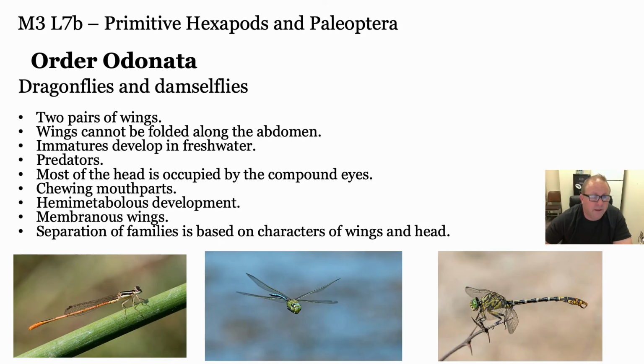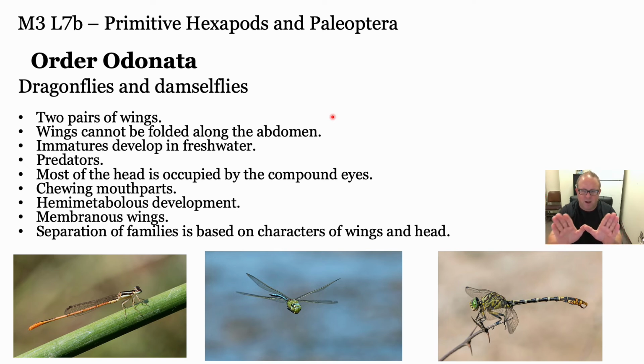All right, and then our last order for today are the Odonata, the dragonflies and damselflies. These are also really cool. You should be fairly familiar with them. They have two pairs of wings, and these are called Paleoptera, along with the mayflies and the dragonflies. They can only move their wings in one plane, up and down, basically.